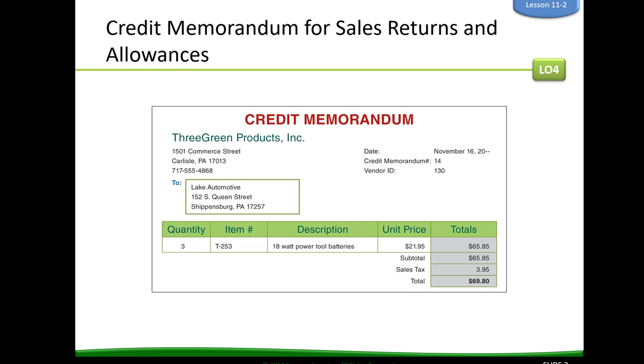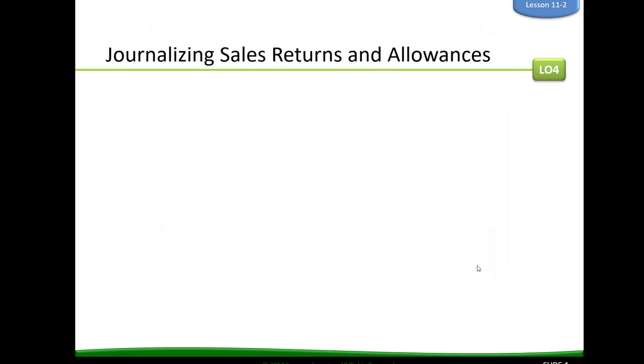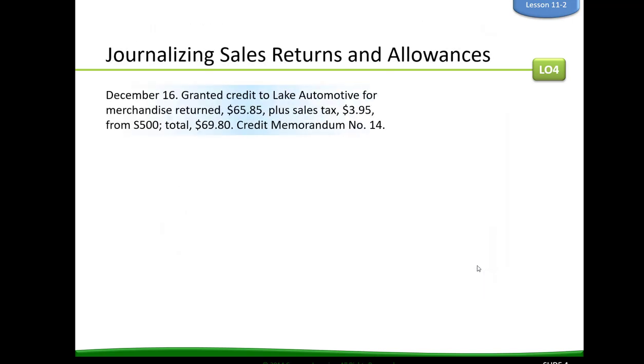One thing that you'll notice is different here is there's actually a sales tax that we need to worry about, because we have a sales tax payable that is created every time we charge sales tax. And so we'll also have to account for the sales tax payable being reduced whenever there's a sales return or allowance. So let's go ahead and journalize this.